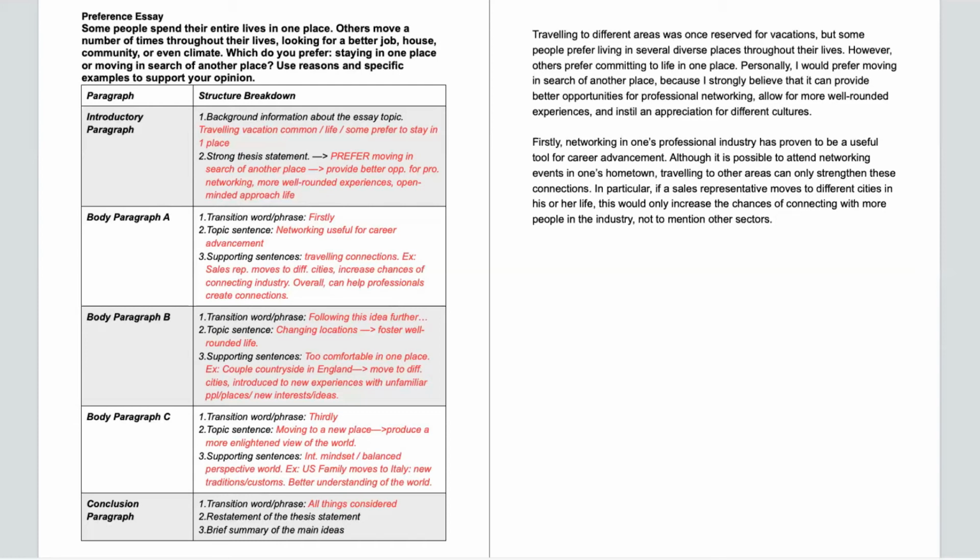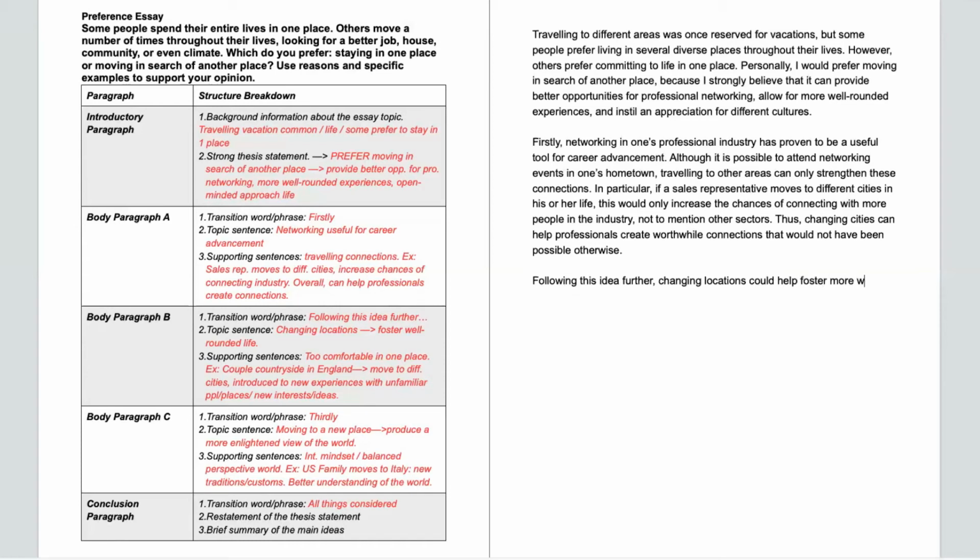And I'm just going to wrap this up now because I've given my topic sentence, I've explained, I've given an example. So I'm going to say, thus, changing cities can help professionals create worthwhile connections that would not have been possible otherwise. Okay, and then my body paragraph B, I already have my transition phrase, which is, following this idea further, changing locations could help foster more well-rounded life experiences.